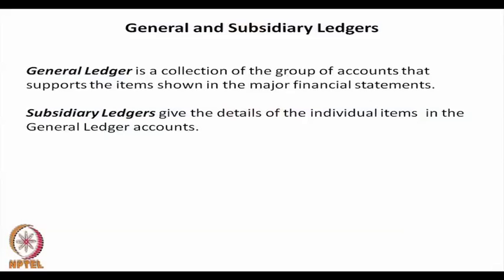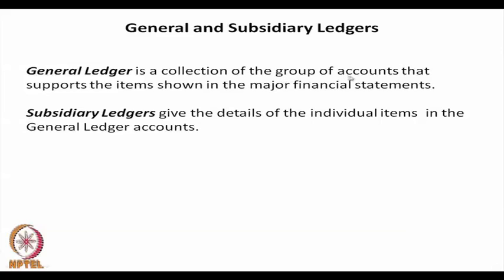A general ledger is a set of accounts which can be directly looked into or directly analyzed to prepare the main two financial statements. And each such general ledger is supported by a set of subsidiary ledgers. Subsidiary ledgers contain actually the details of each item of a general ledger account.